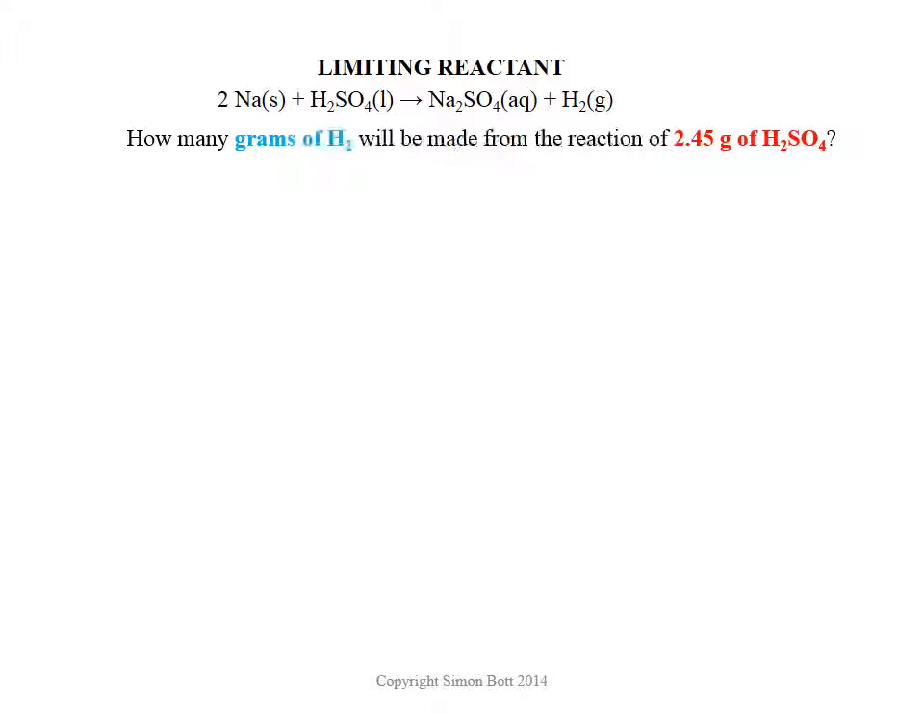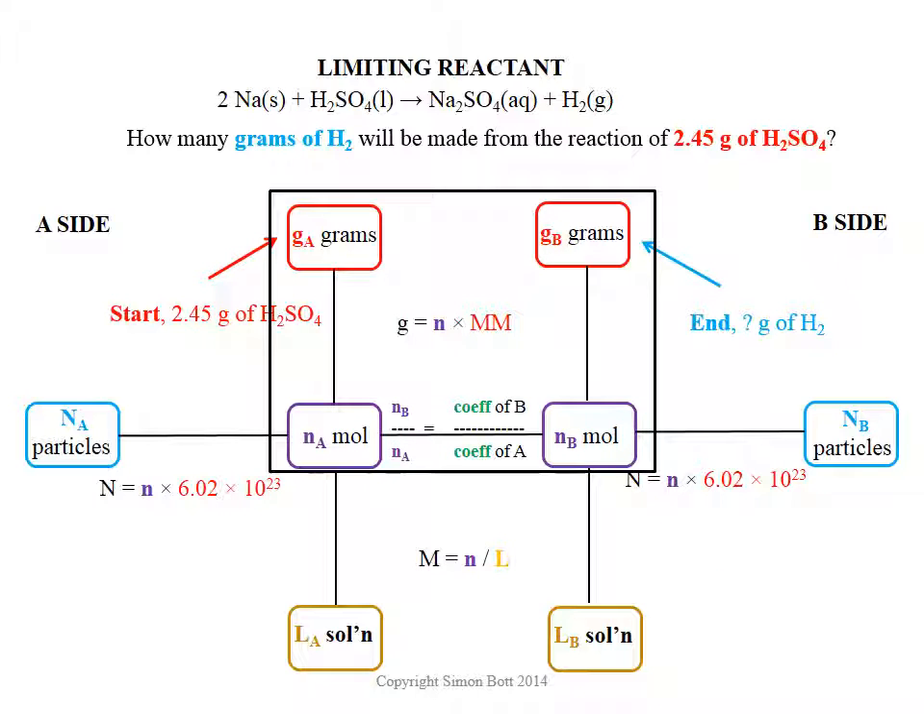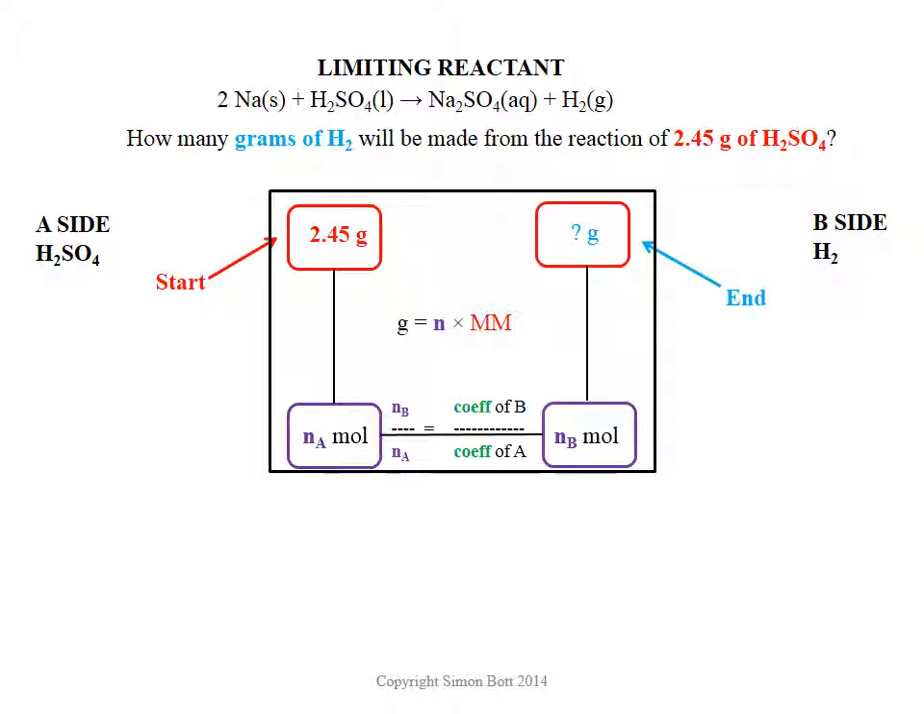At the risk of redundancy, because we do need it for this concept, let's do another one. Same equation. Going to look very much the same. How many grams of H2 again, but now will be made from the reaction of 2.45 grams of H2SO4. Again, here's our roadmap. Let's plug in what we know. 2.45 grams of H2SO4, that defines this A side as the H2SO4 side. We are asked for grams of H2, that defines this side as the H2 side. Again, we're going to go grams to moles, moles to moles, moles to grams. Let's box that out and pull it out.